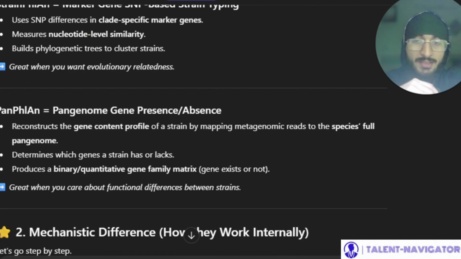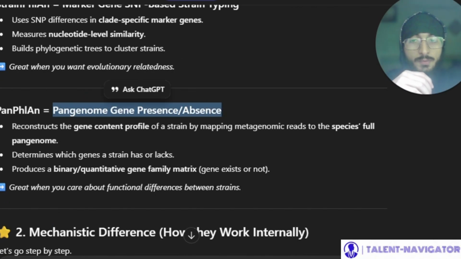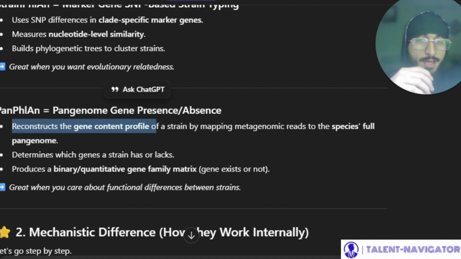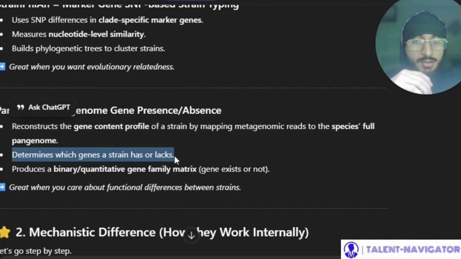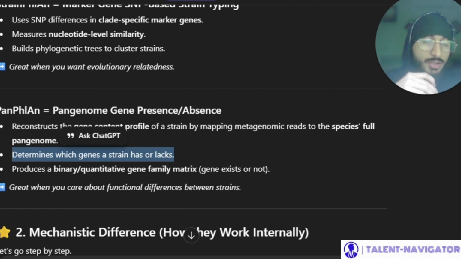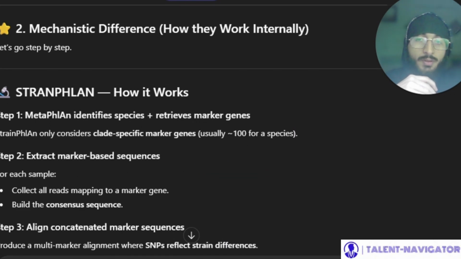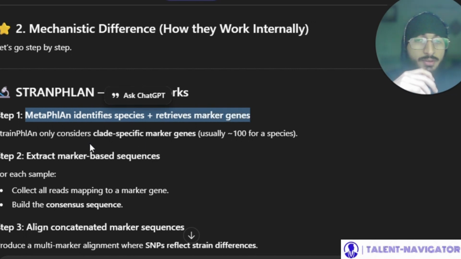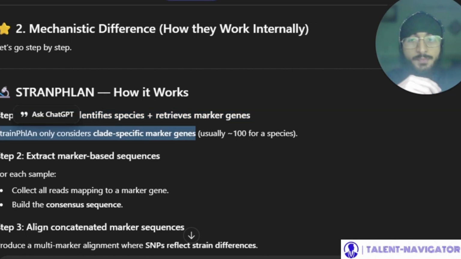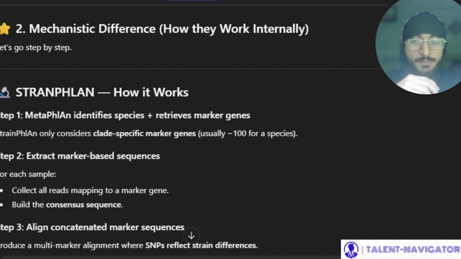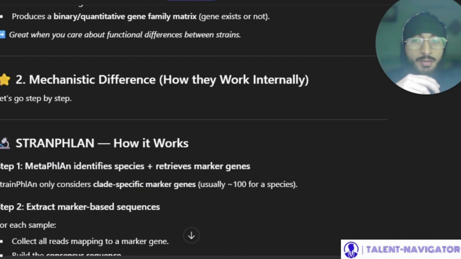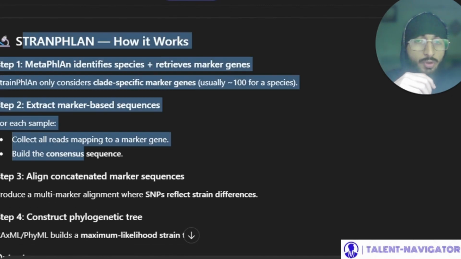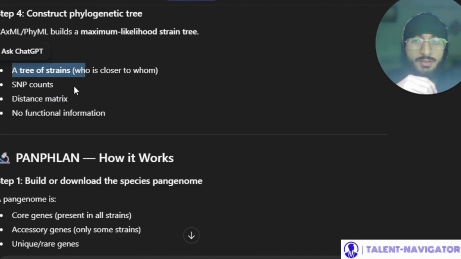Right. So PanPhlAn is basically pan-genome gene presence and absence detection. It reconstructs the gene content profile of a strain by mapping metagenomic reads to the species' full pangenome, determines which genes a strain has or lacks, and produces a binary or quantitative gene family matrix, whether a gene exists or not. Now, StrainPhlAn, how it works. So MetaPhlAn identifies species plus retrieves marker genes. So StrainPhlAn only considers clade-specific marker genes. Step 2 is extract marker-based sequences. So this is basically the same workflow that we discussed for StrainPhlAn. It outputs a tree of strains, a distance matrix and SNP counts, and no functional information.